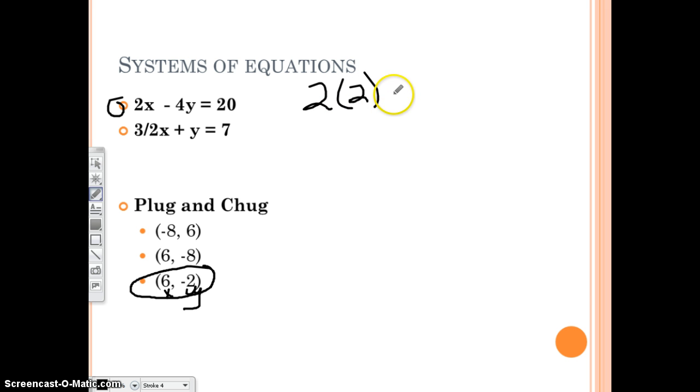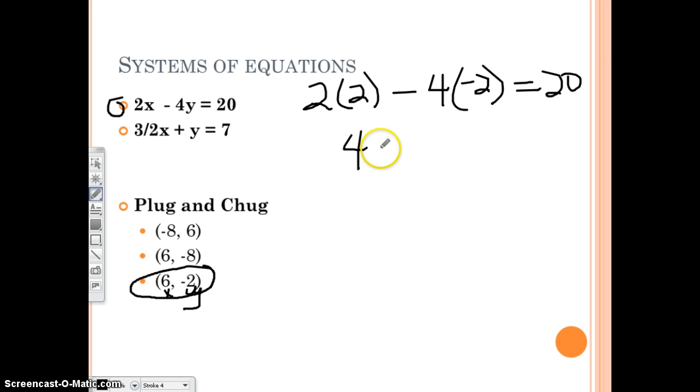If my x is equal to 2 and my y is equal to negative 2, will that equal a quantity of 20? 2 times 2 is 4. 4 times a negative 2 is negative 8. Oh, this is 6. Sorry. I was like, that is not turning out right. 2 times 6 is 12. That looks better. 4 times negative 2 is negative 8.